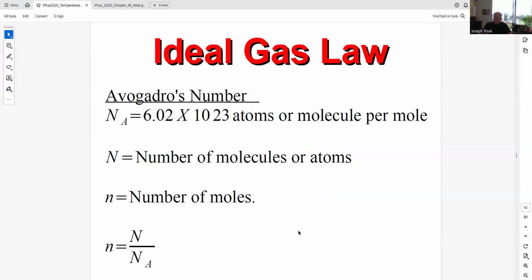N is the number of moles, and it's the number of molecules divided by Avogadro's number. And Avogadro's number is 6.02 times 10 to the 23rd atoms or molecules. So just like if you have 36 eggs, you divide it by 12, you get 3 dozen. Here, if you had a number of molecules and divide it by Avogadro's number, you get the number of moles.